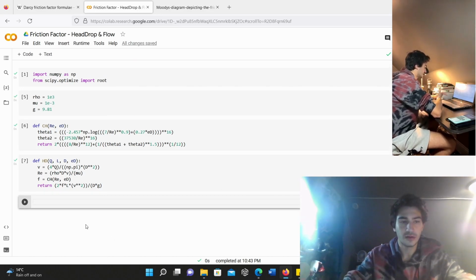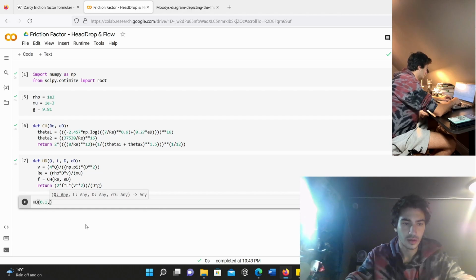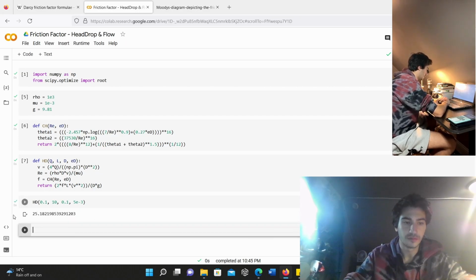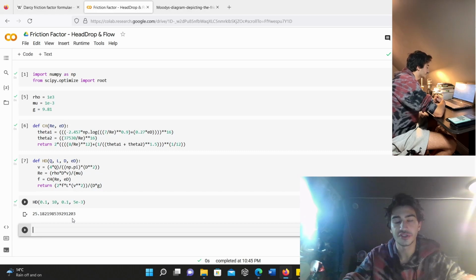So what we can do is test this out, give it some values to make sure that it's good, and it should push it out in meters, right? So we can say with flow rate 0.1, length of 10 meters, density is also 0.1, then a surface roughness of 5 to the negative third. If you run that through, we get a value of 25.2 meters for the head drop, and this could be simply a change in the pressure, a change in altitude, or even a combination of the two.